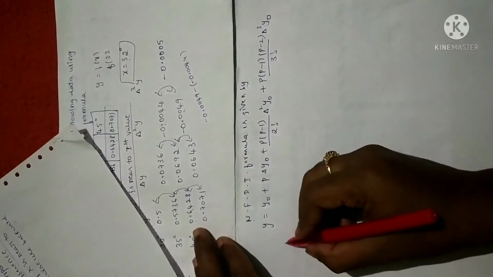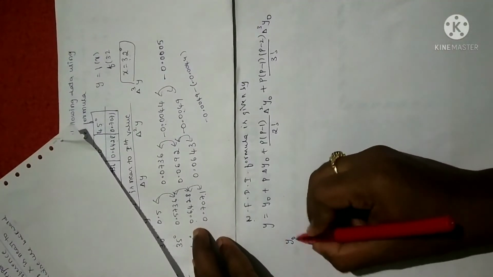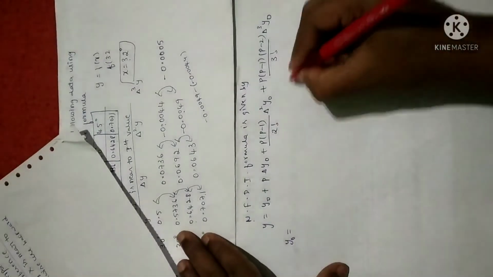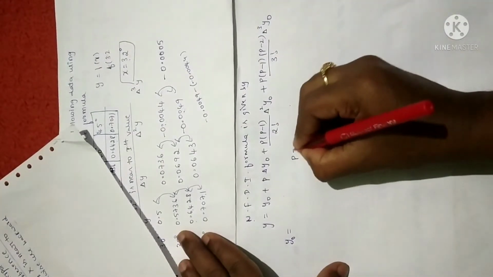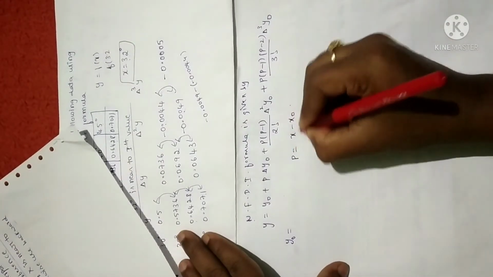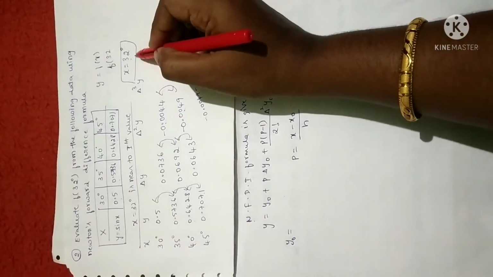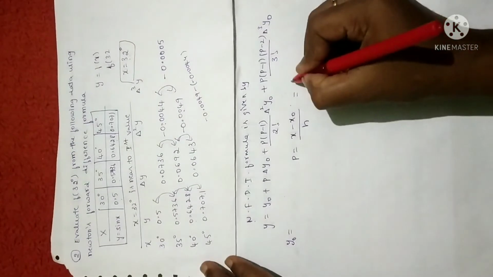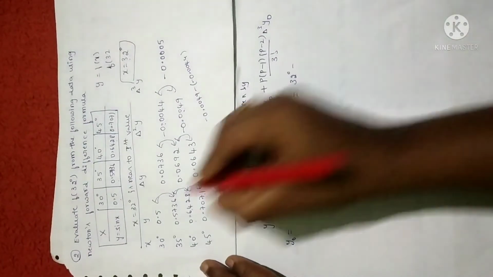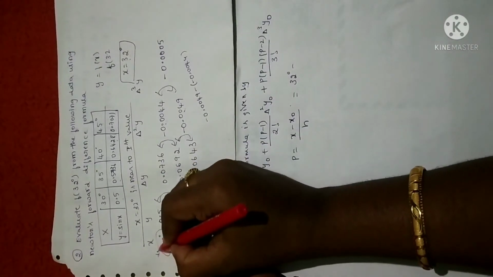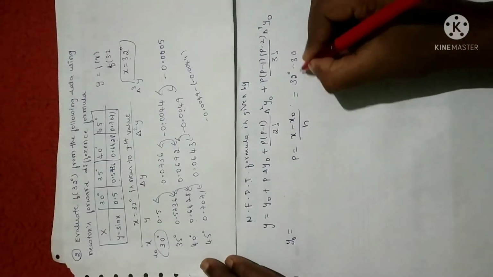Fine. Now let me make a list of all the terms. So y naught we need. Before that we have to calculate the p value, right? I'll just calculate here. p is equal to x minus x naught divided by h. Here the x value is the unknown value. As I already told you, x is none other than 32 degrees. Minus x naught, the first value. As I already told you, x naught is 30, divided by h.